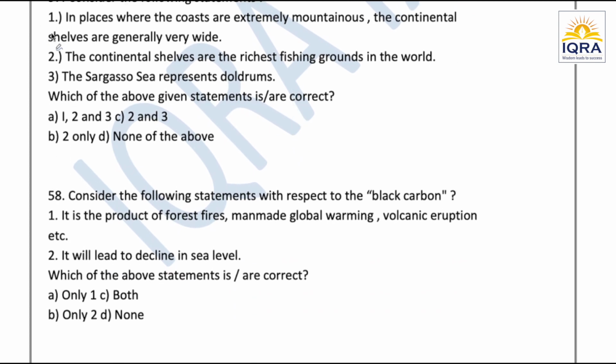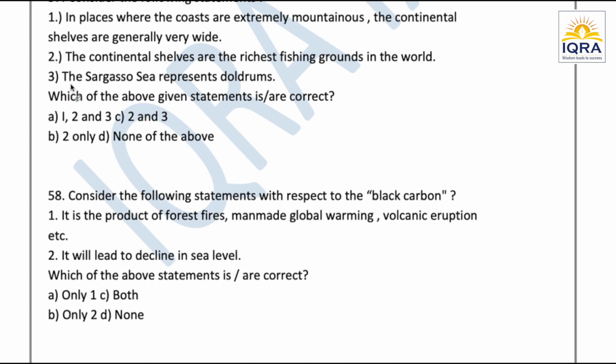Statement 1 says, in places where the coasts are extremely mountainous, the continental shelves are generally very wide. No, this is not so. This is an incorrect statement. Statement 2 says that the continental shelves are the richest fishing grounds in the world. Yes, they are. See, continental shelves, as we all know, are shallow in relation to the deep sea, right? And this enables sunlight to penetrate through water. Thus, with the sunlight, marine flora grows abundantly there. Hence, they become good fishing grounds. All right. So statement 2 is correct.